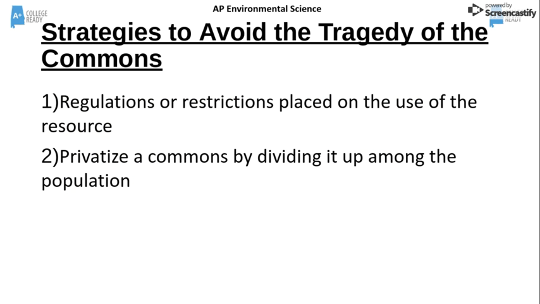Strategies to avoid the tragedy of the commons include regulations or restrictions being placed on the use of the resources, privatizing a common resource by dividing it up among the population.